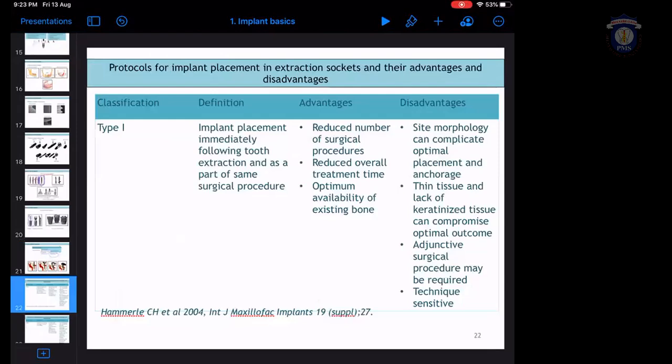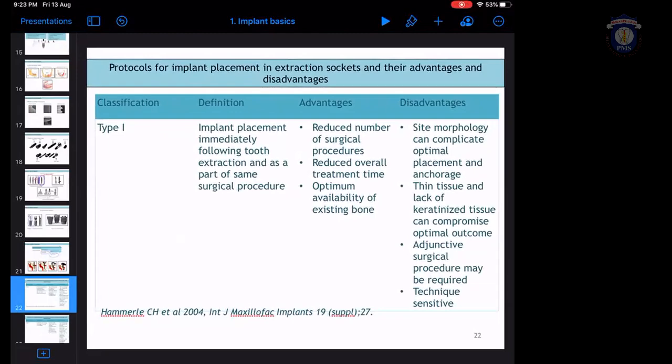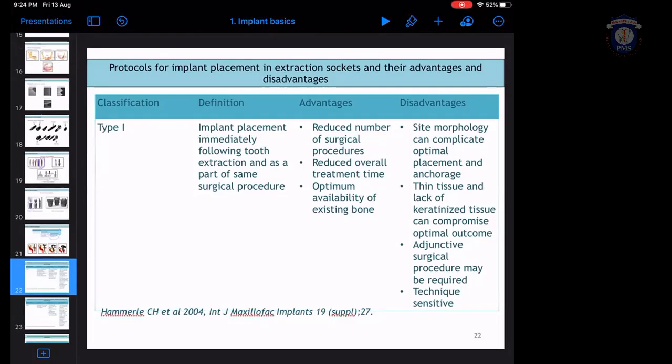Then this is the protocol for placing. This is Hammerle's classification. Type 1 is where the implant placement is immediately following the tooth extraction as a part of the same surgical procedure. In this we can reduce the number of surgical procedures and reduce the overall treatment time. The major disadvantage is that the site morphology can complicate optimal placement and anchorage. We cannot plan for optimal placement, the angulation or the depth, which is difficult for us to plan. Then there is a lack of keratinized tissue that can compromise the optimal outcome of this procedure.